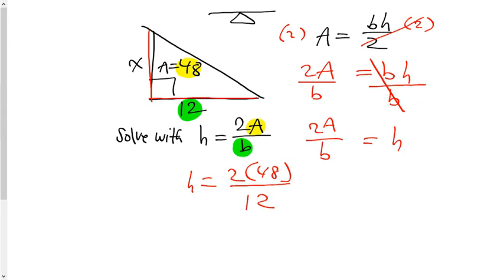All I have to do is simplify the right-hand side, and I get my value. So h equals, well, 2 times 48 is 96. And 96 divided by 12, how many 12s? There's 8 of them. So the height in this triangle would be 8. Again, 12 times 8, base times height, is 96, divided by 2 is 48.